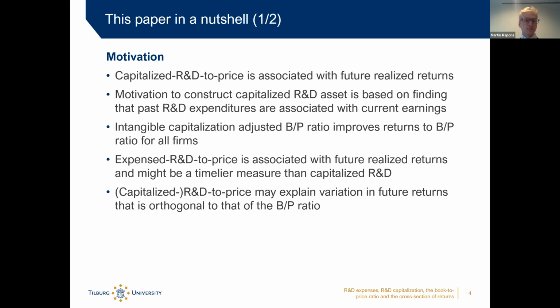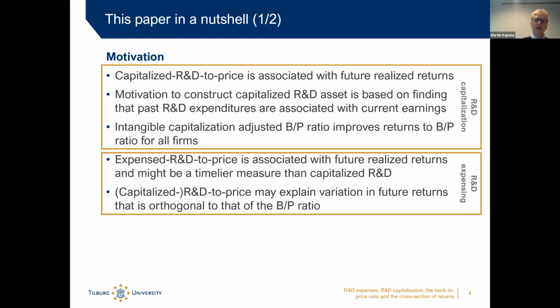And to also speak to the point that Lev and Srivastava made, you could actually argue that R&D to price and capitalized R&D to price may actually explain variation in future returns that are orthogonal to that of the book to price ratio. What do I mean by that? Given price, a firm that heavily invests in R&D activities might have a lower equity book value than a similar firm that invests a similar amount in tangible assets. And therefore, given that R&D active firms have a lower book to price ratio, but could earn higher returns in the future when these R&D activities pay off, this subset of firms, the R&D active firms, may serve as a hedge to the positive association between the book to price ratio and subsequently realized returns. Now, so we have these two findings.